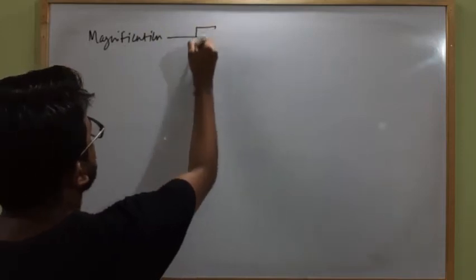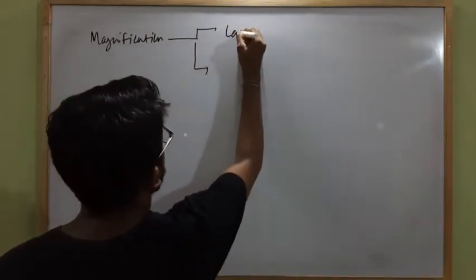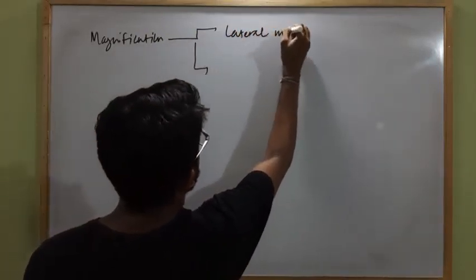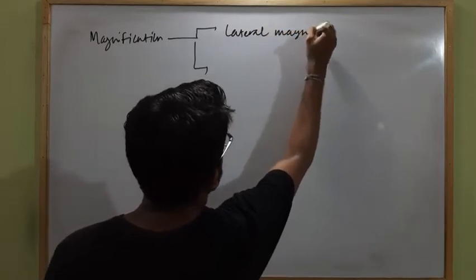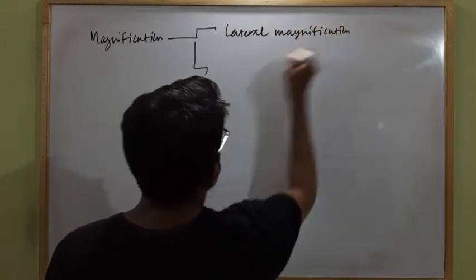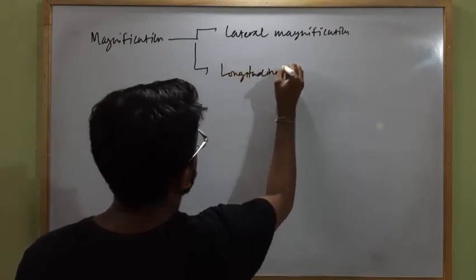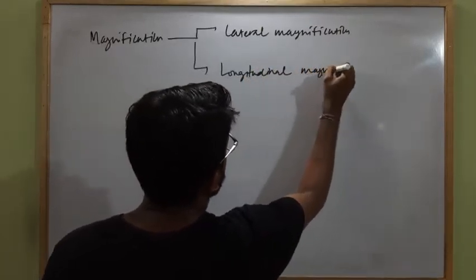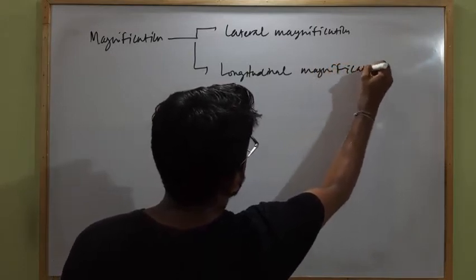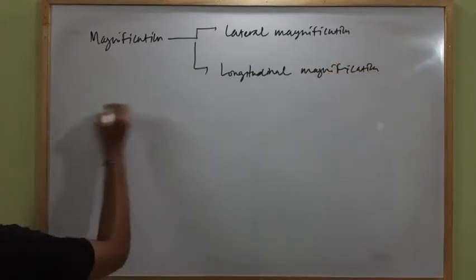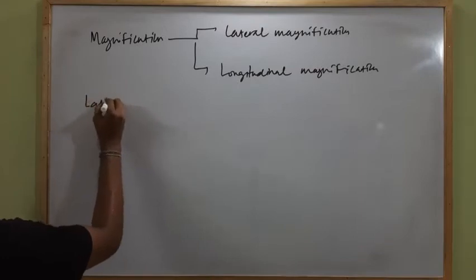So magnification in the case of a lens is of two types: lateral magnification and longitudinal magnification. First of all, we are going to study what lateral magnification is.